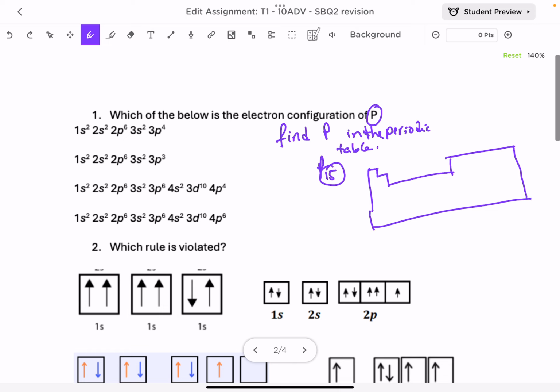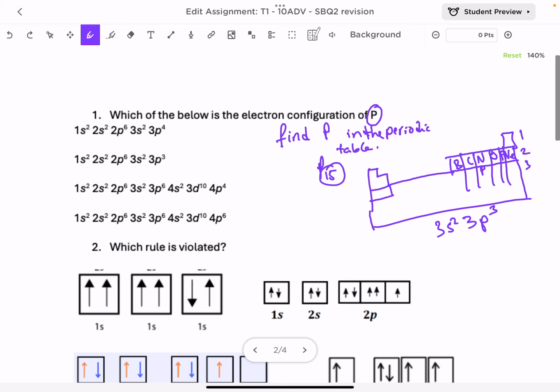When you look at the periodic table, you will see P in the p block over here. So here's boron, carbon, nitrogen, oxygen, F and Ne, and there's P below. So P is in line 1, 2, line 3. It ends in 3p3, and there's also 3s2. So this is the end of the electron configuration of P.